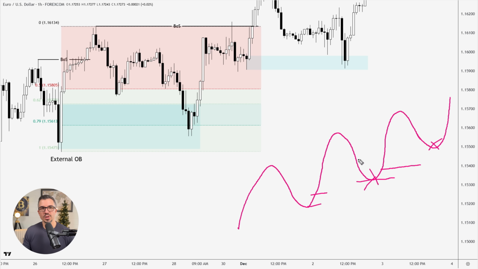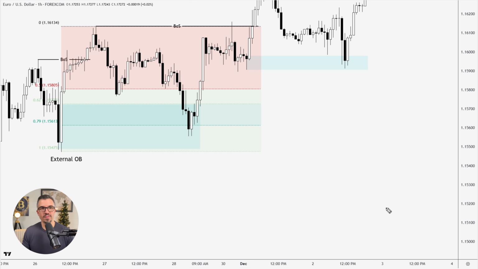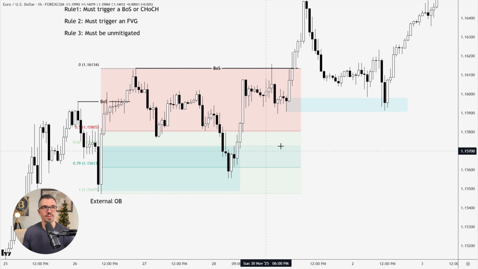And so the challenge with those external order blocks is that you're often not going to see the market actually hit those areas. And so therefore they become a little bit useless, if you want to call them that, because you never actually see the market tap into that area. Whereas internal order blocks, you do get the market actually testing them quite often.